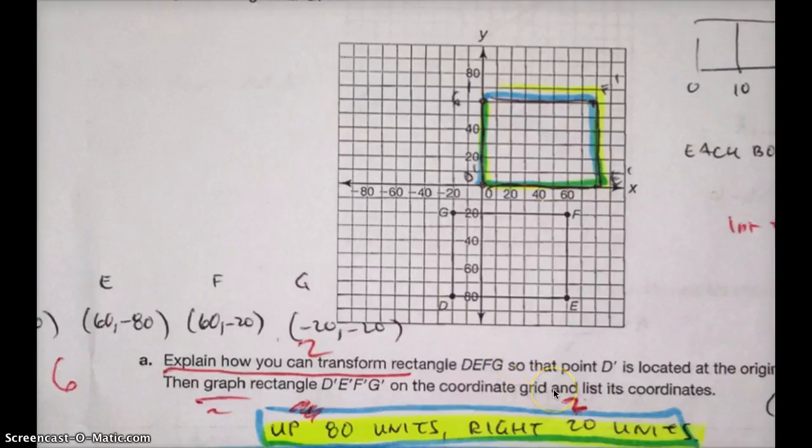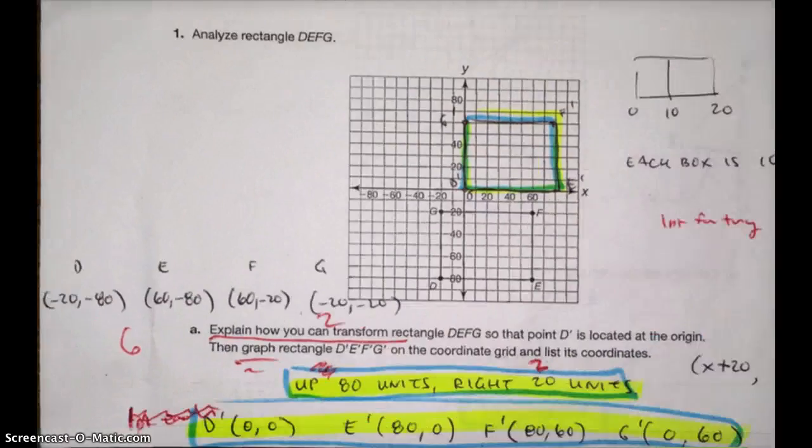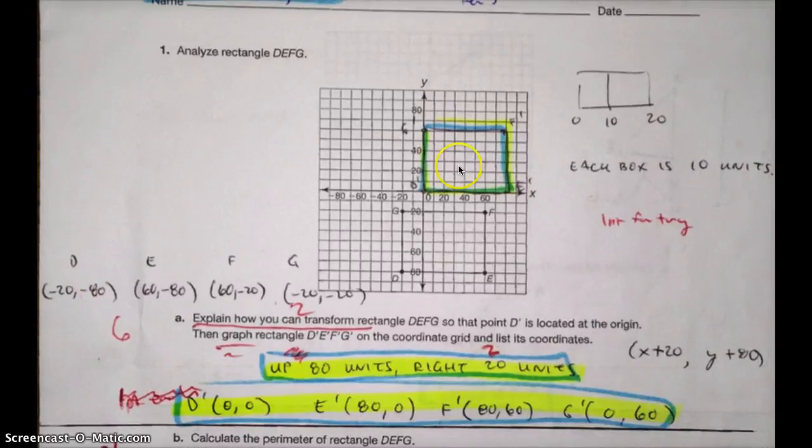Okay, and the last verb, it says list. List its coordinates. Write the coordinates. Well, if you created a rule like I did, you can just take, if you just write down the coordinates of these here, like I did, negative 20, negative 80, I got that by going left 20, down 80, right 60, down negative 80, and so on and so on. Then you can just apply the rule to find them. For example, to find G prime, I'm going to add 20 here. So negative 20 plus 20 gives me 0, and 80 and a negative 20 gives me a positive 60.